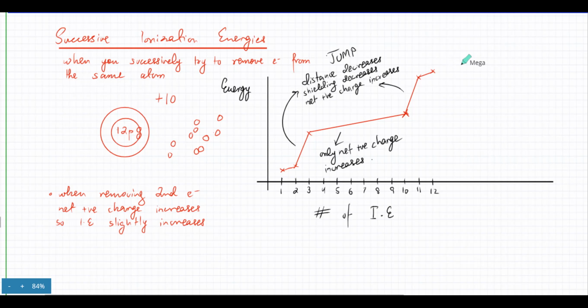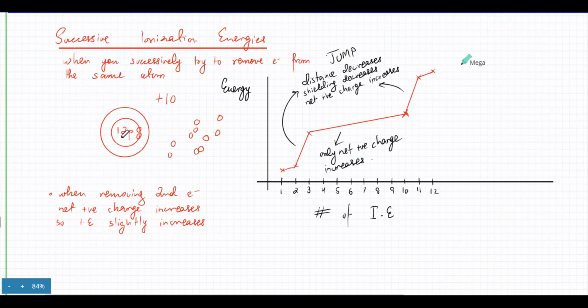Yes, Asha. The thing that matters is that you must remember the reasons, because you're going to be shown this graph and asked, why is there a jump? What's the reason for that? You must know the reason.